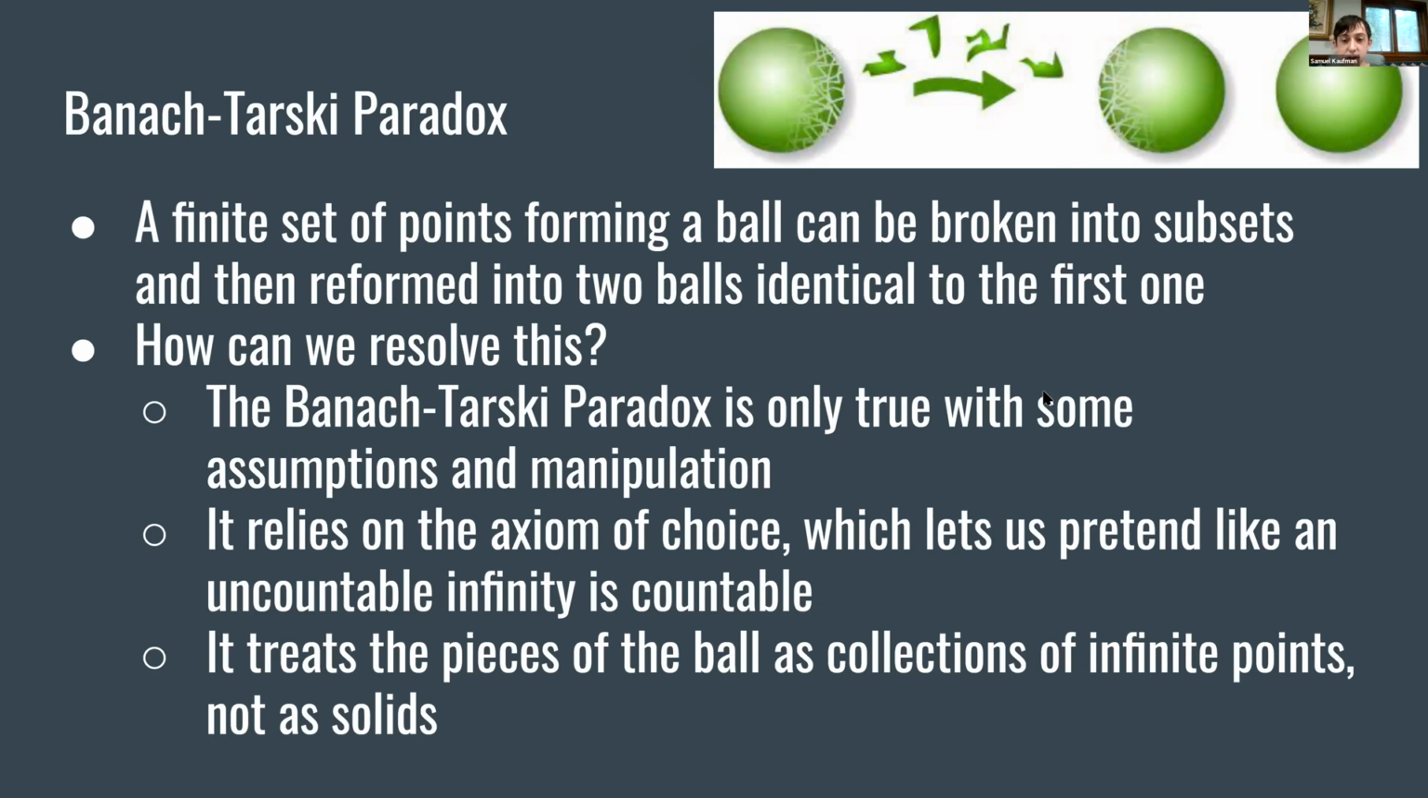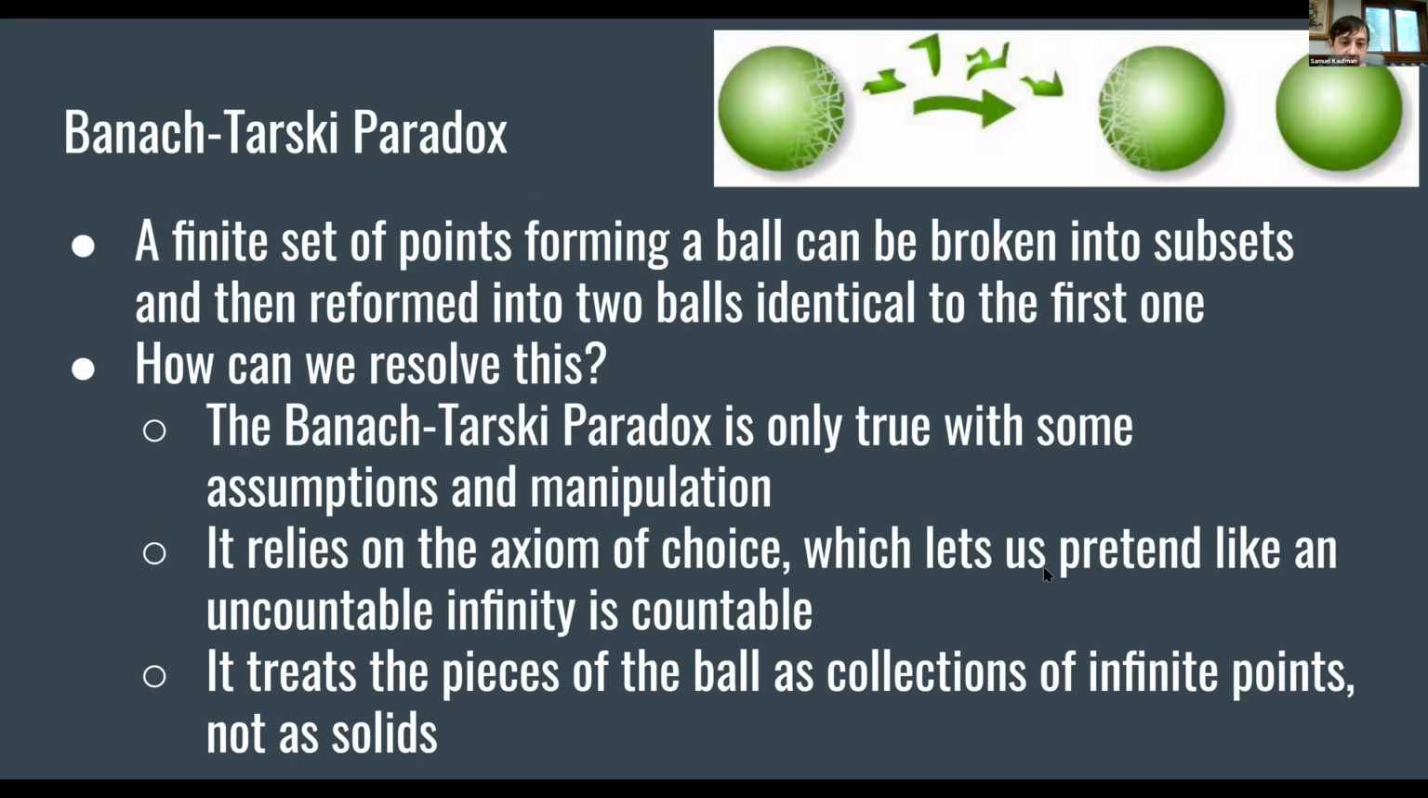What's counterintuitive about this is you start with one ball and without creating any new points, you get two balls. It seems to violate what we normally think about, because in your everyday life, you can't take a bouncy ball, cut it in half, and then reshape it and get two identical bouncy balls. But in set theory, this kind of thing can happen. So how can we explain this? How can we understand this?